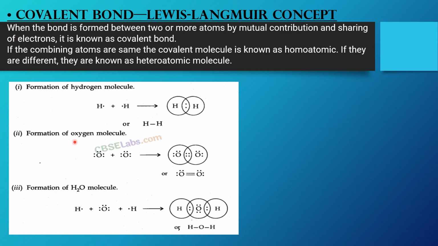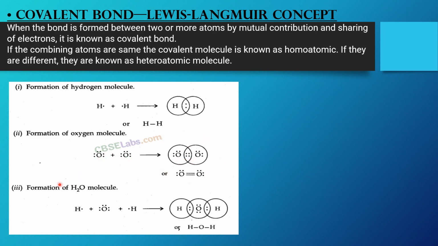Then the formation of an oxygen molecule is the same. Oxygen contains 6 electrons in the outermost shell. Another oxygen atom is in the same position, so they will share 2 electrons of this atom with 2 electrons of the other, equal sharing between these two atoms to form a covalent bond.